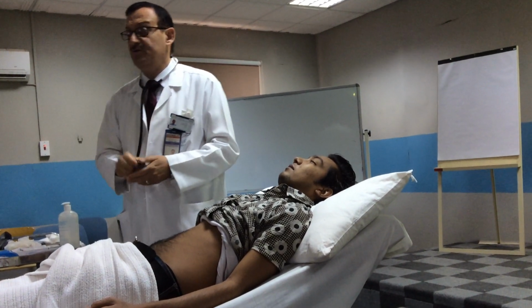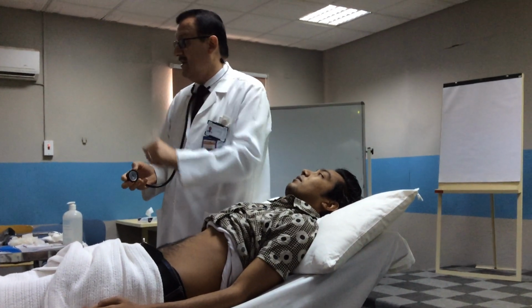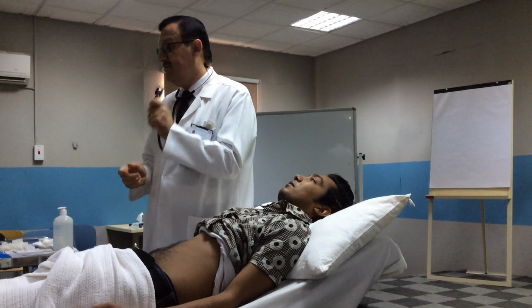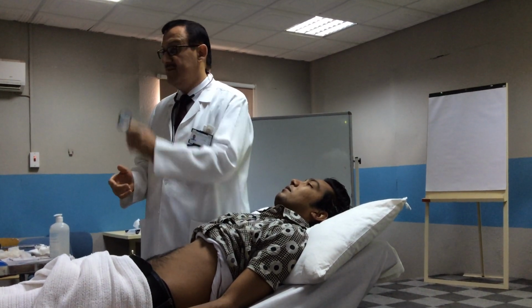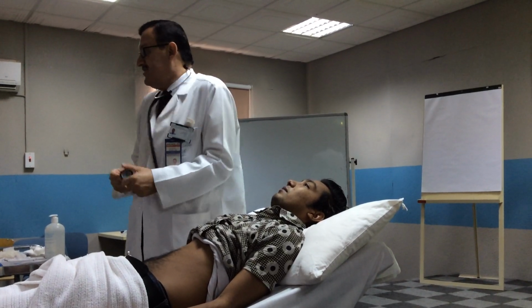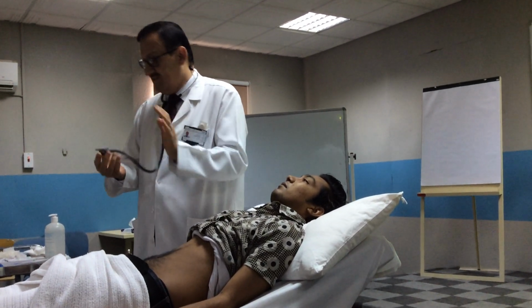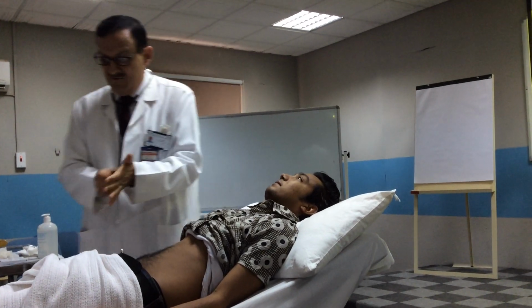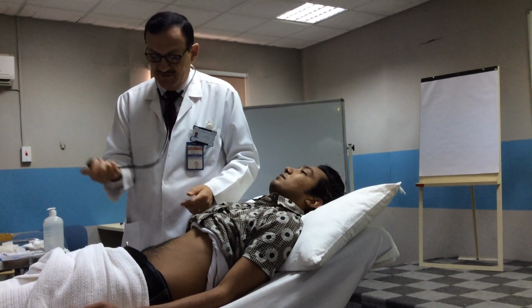Two weeks ago, when we were doing the abdomen, one of the medical students said the stethoscope of the other student was very cold. He was chilly out of that. So be careful that your stethoscope could be very cold.